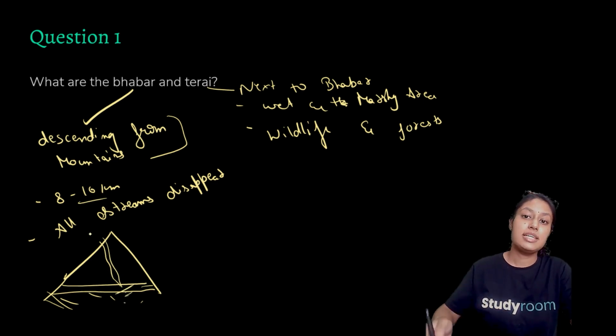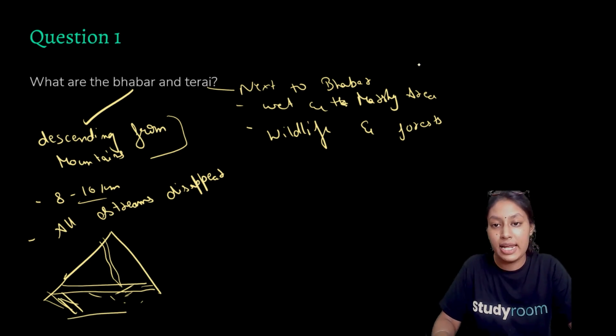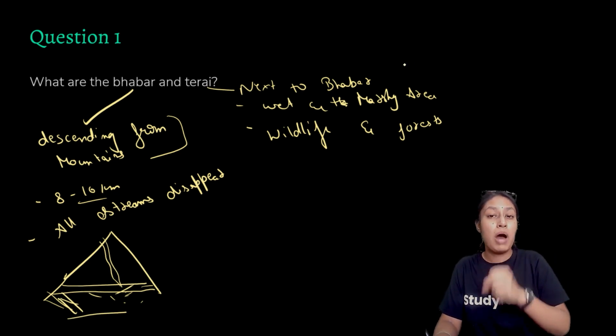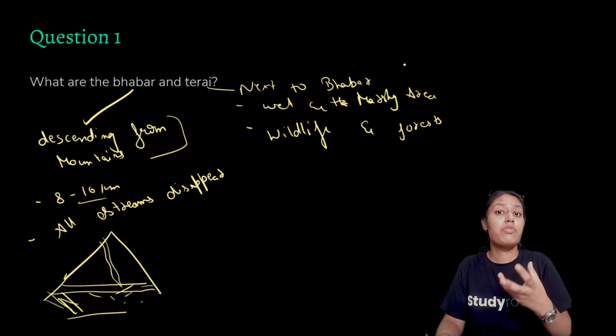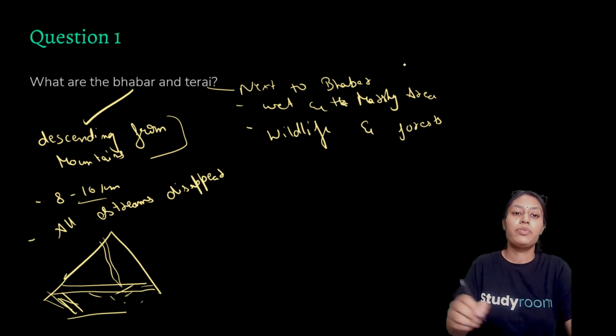Whereas Terai is next to Bhabar. So this is the area of Bhabar, and this would be Terai. Next to Bhabar is Terai, and the Terai land is a very wet and marshy area, with a lot of wildlife and forest found in the Terai region.